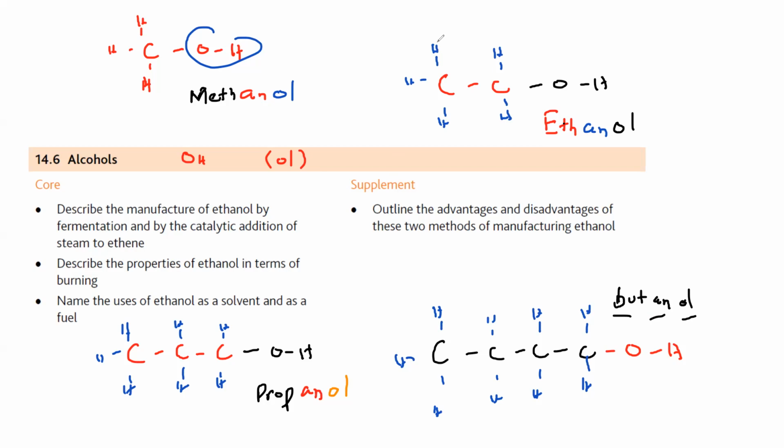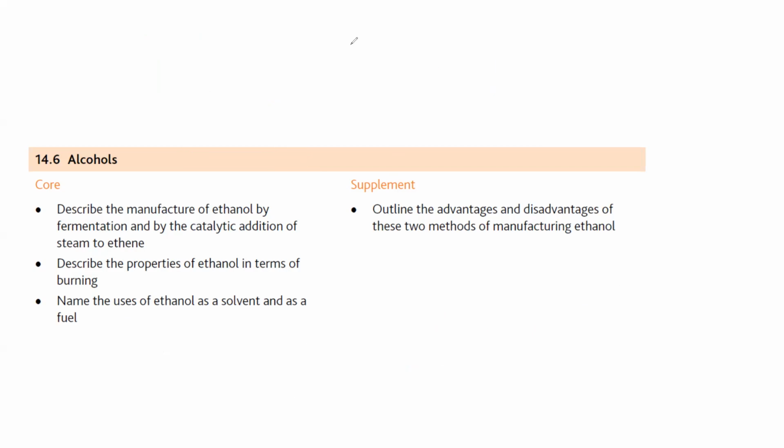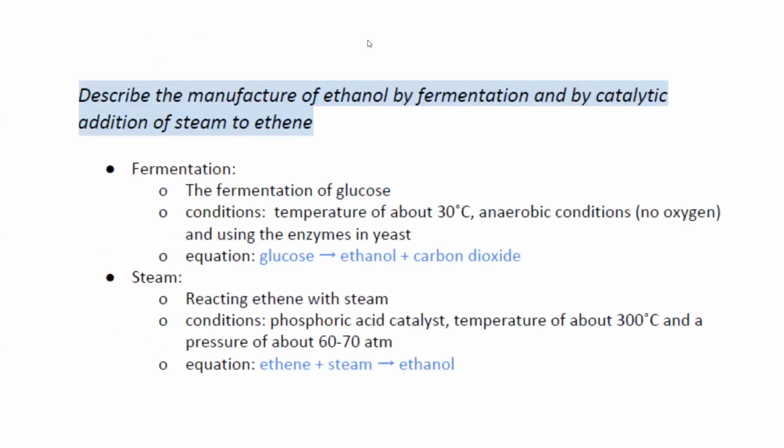How can we prepare these alcohols, the manufacture of alcohol? There are two ways to prepare these alcohols. One is by fermentation of a glucose or sugar solution, and the other is by catalytic addition of steam to ethene. So if we want to manufacture ethanol, there are two ways to prepare it. One is by fermentation of glucose.